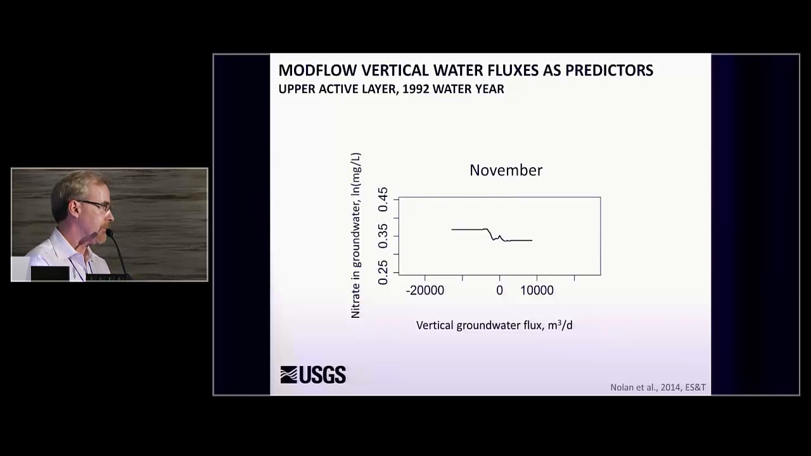I want to point out that these negative fluxes are downward. So as you go increasingly negative, you have more downward gradients in that upper active layer, and we see a bit of a bump here for nitrate in that case. We have these compiled monthly. This is starting in November, so I'm just going to progress through the months, and we'll take a look and see what happens.